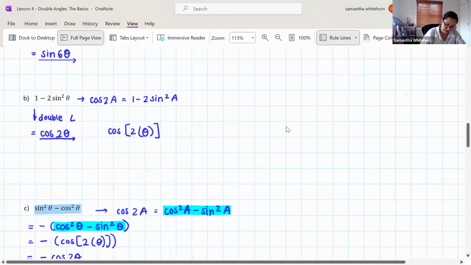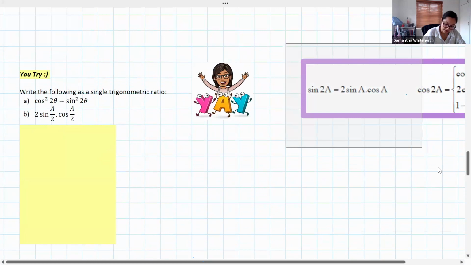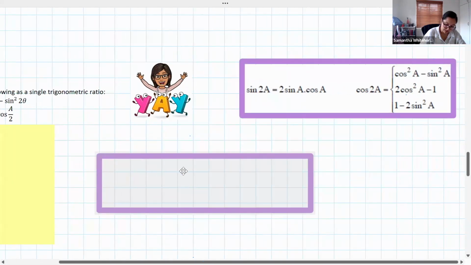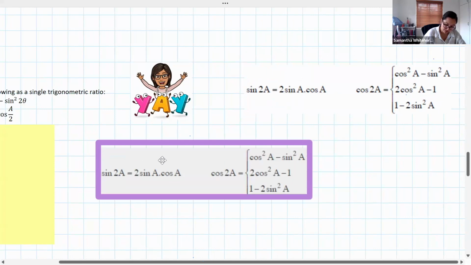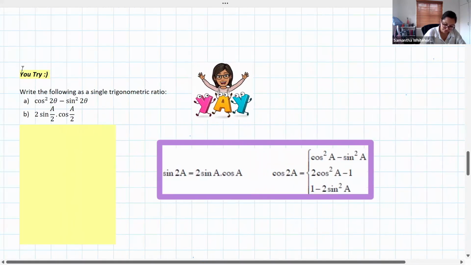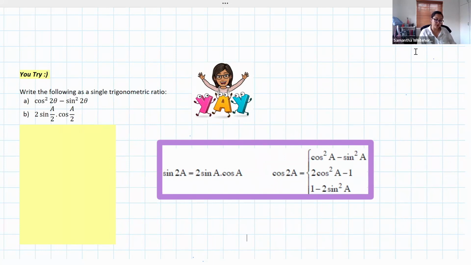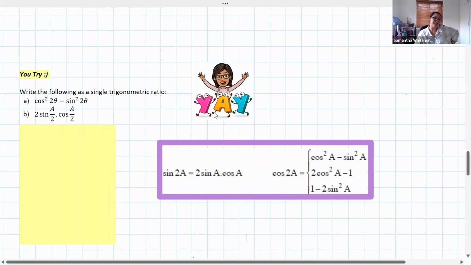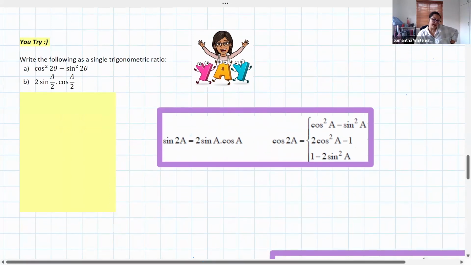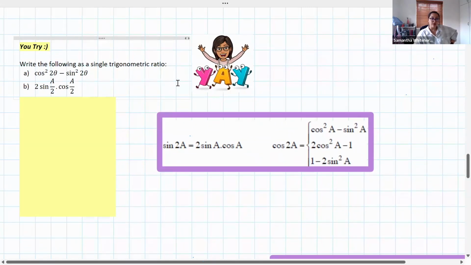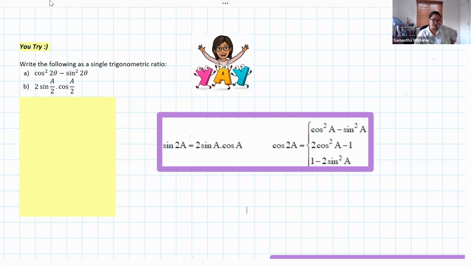All right. So this is the question that you're having a look at. Just going to move this here so you can actually see what the formulas are. So I want both of these written as a single trig ratio. We've got cos squared 2 theta minus sine squared 2 theta, and then 2 sine of a over 2 times cos a over 2. So think about the fact that you're trying to write it as a single trig ratio with a double angle, and think about what that will mean in terms of your identities that you can use and what angle you're working with. Right, 3 minutes, and then we'll have a look.